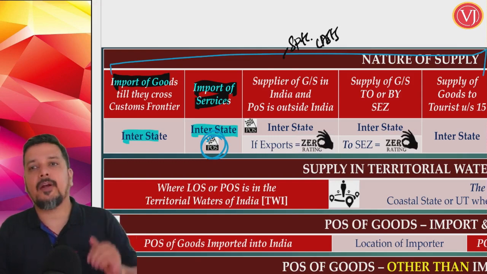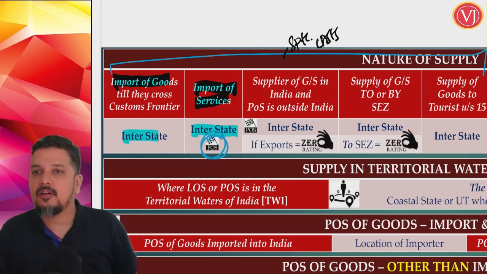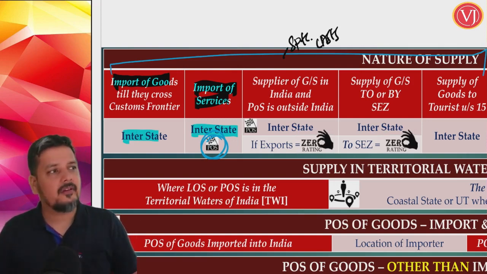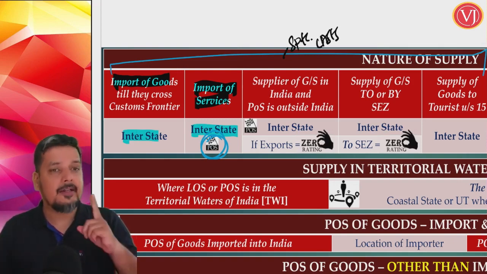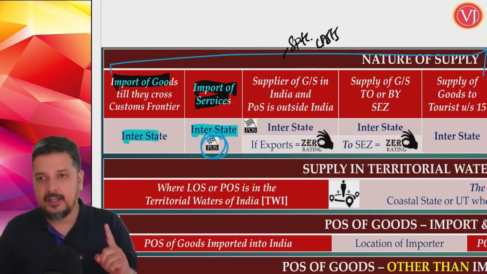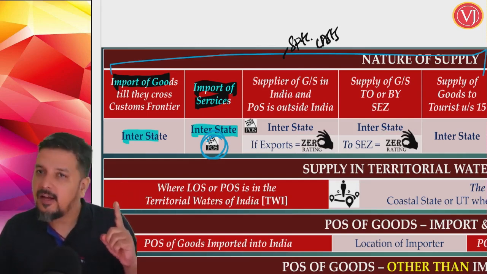Outside, USA to India, inter or intra? Whether it is goods or services, import of goods or import of services. Technical difference: import of goods attracts customs duty, the breakup of which is BCD, SWS, IGST. Import of service attracts IGST.